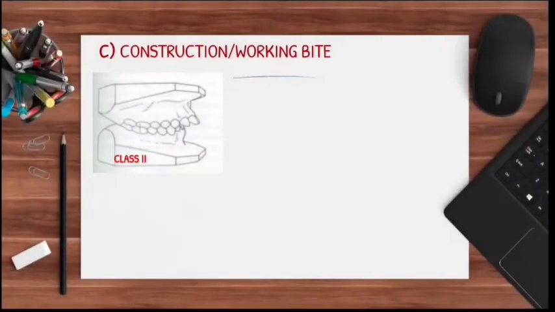And now coming to construction bite or working bite. What is construction bite? It is an intermaxillary wax record used to relate the mandible to the maxilla in 3 dimensions of space. It can be taken to displace the mandible in sagittal, vertical, and sometimes in transverse plane too. This is the picture showing the original malocclusion, that is class 2 malocclusion. Before taking construction bite, the patient should be trained to displace the mandible to achieve the desired result.